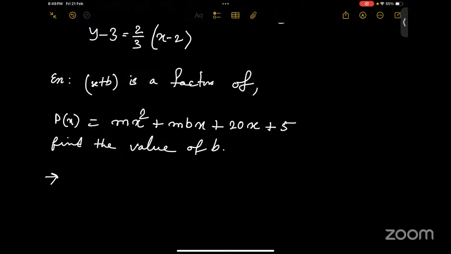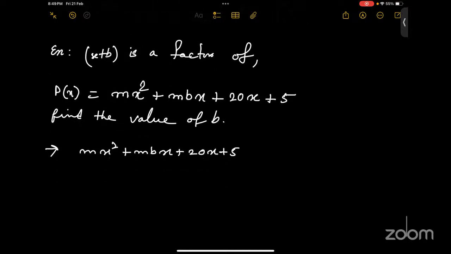Ma'am, can you please give a hint? Yeah, sure. So what is the equation? mx squared plus mbx plus 20x plus 5, right? We know that x plus b is a factor of this equation. That means we can take x plus b as common, right? That means we can express this equation as x plus b into some other equation in x, right?